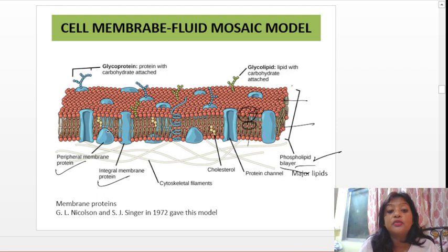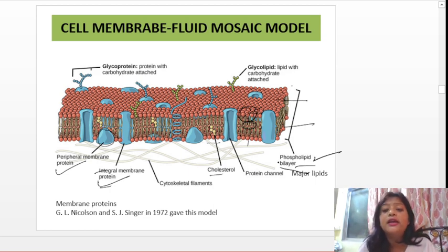Peripheral membrane protein is towards the outside, the outer part of the phospholipid bilayer, and integral protein is present in the inside part of the phospholipid bilayer. Remember this too. Then cholesterol is also present. Cholesterol, what does it do?